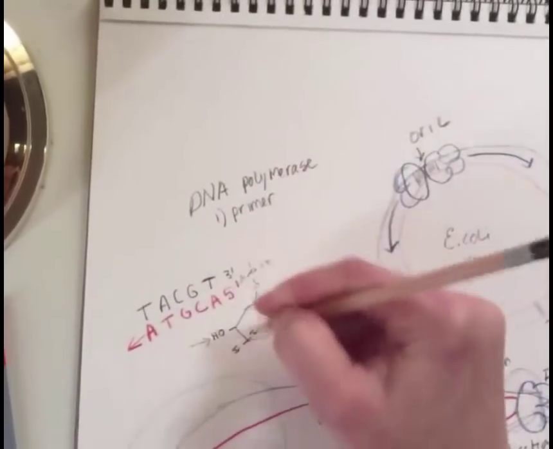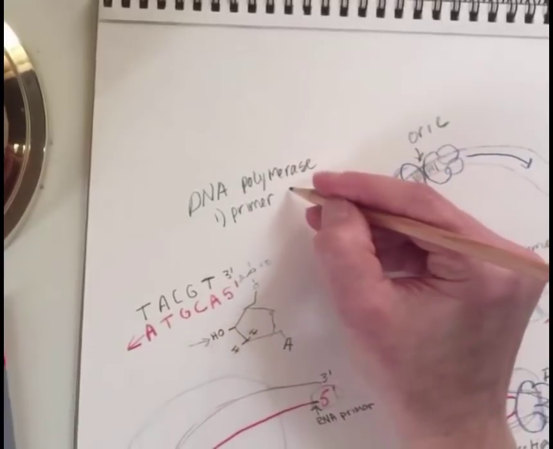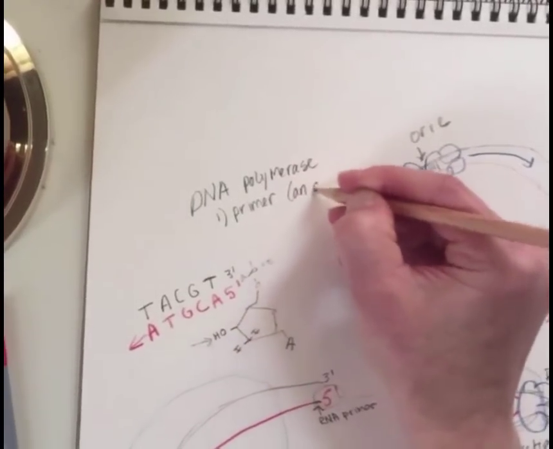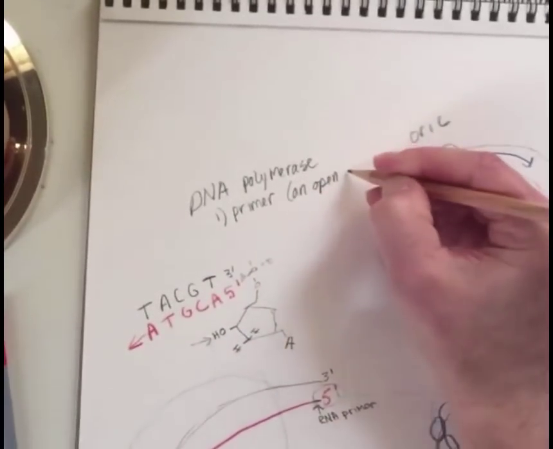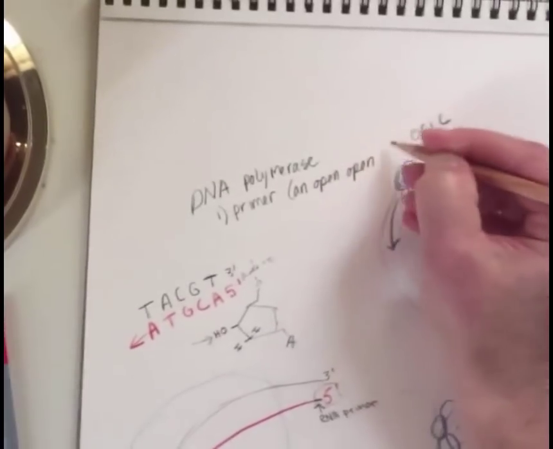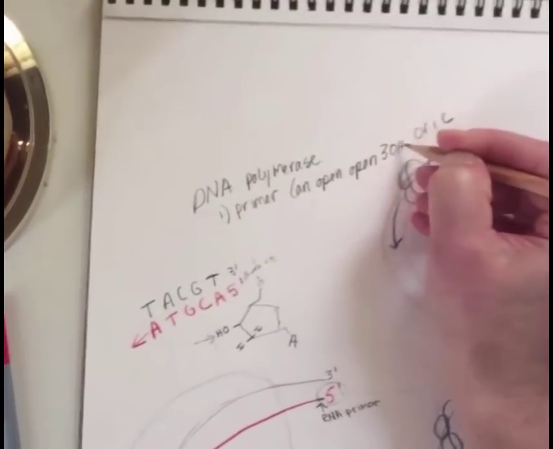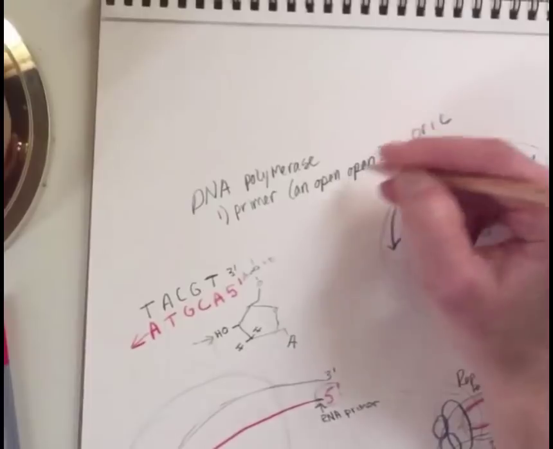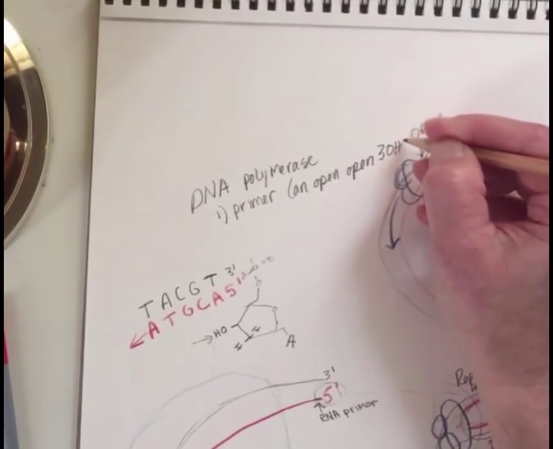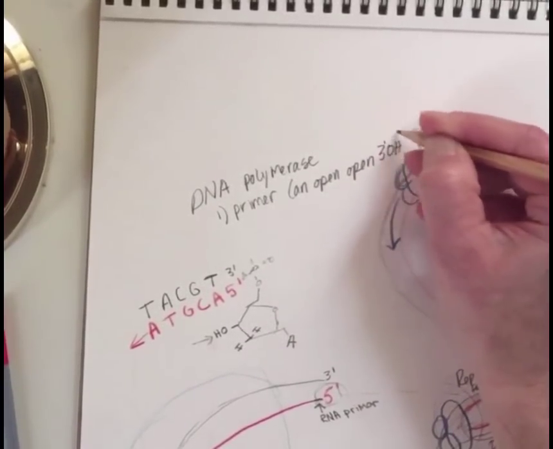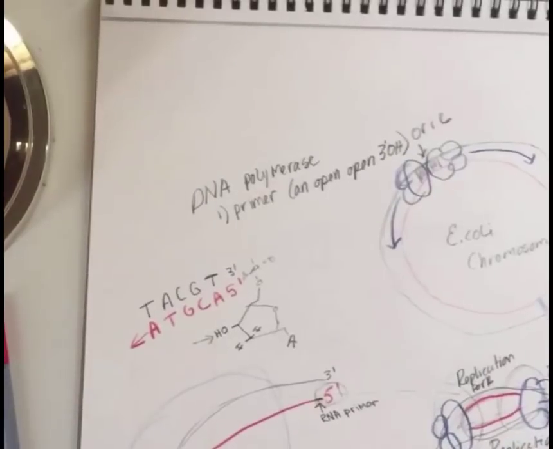By saying it needs to have a primer, what we're saying is it has to have an open 3' hydroxyl. So an RNA polymerase has to provide that for the DNA polymerase. That open 3' hydroxyl is often provided by an RNA polymerase called primase that lives inside of the replosome. Remember, more than one thing lives inside of that replosome.